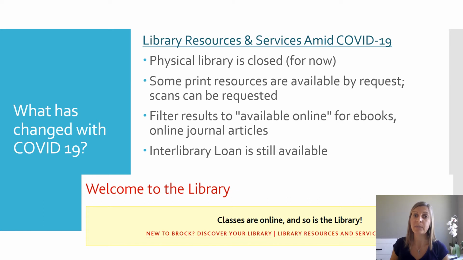The good news is that we have a lot of online content. Almost half of our books are available as ebooks, and most journals are available online. So limit your search to available online in Omni to access all of our online content. Interlibrary loan is still available on a limited basis, so you can't request print books, but you can request chapters and articles that can be scanned and emailed to you. So while things aren't quite the same, there are a lot of online services and resources available.